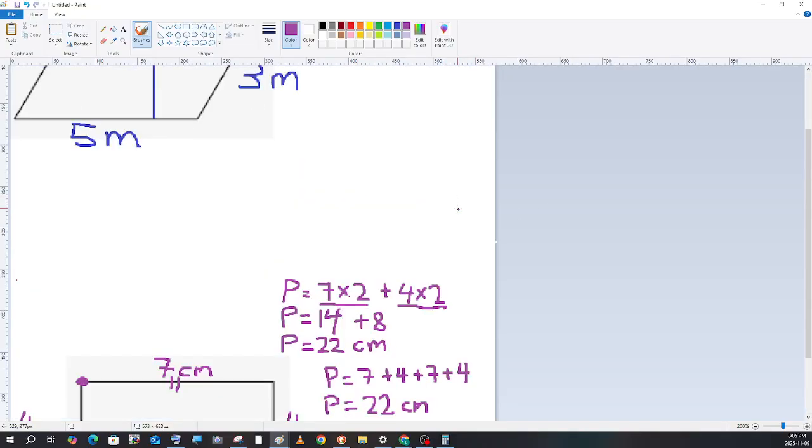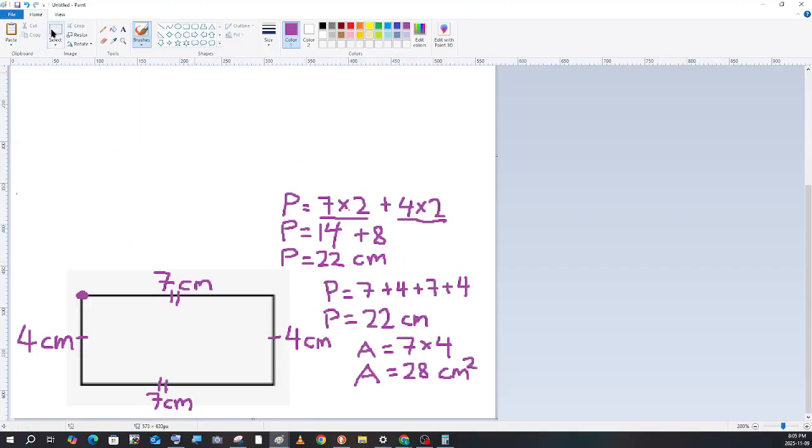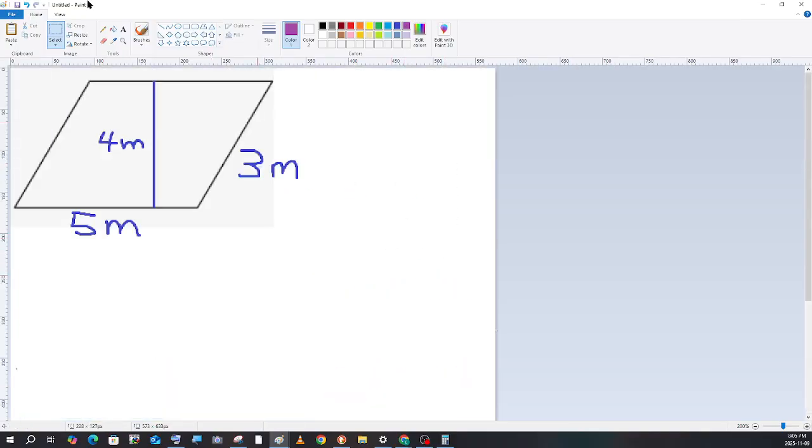Okay, now let's go up and try a parallelogram now. All right, I hope you don't mind. I'm just going to clear this little bit out of my screen so it's not distracting us for this next part of the lesson.